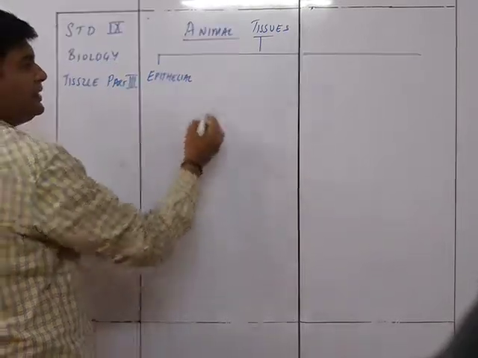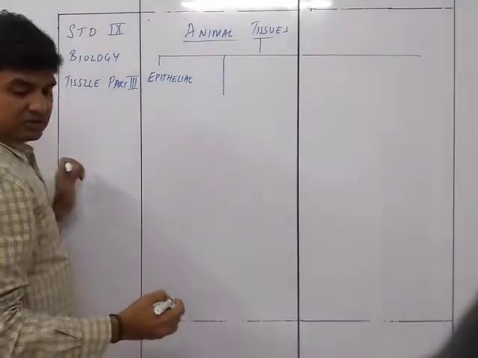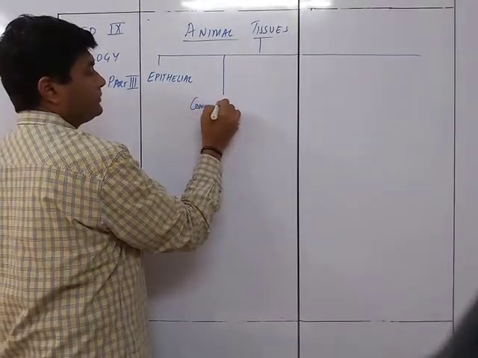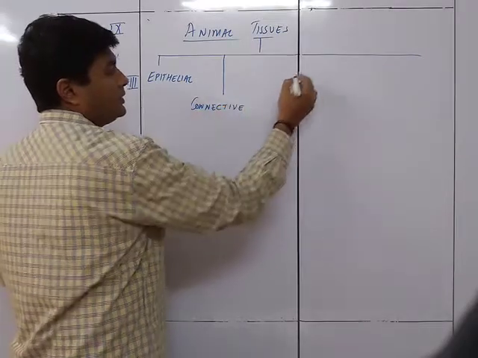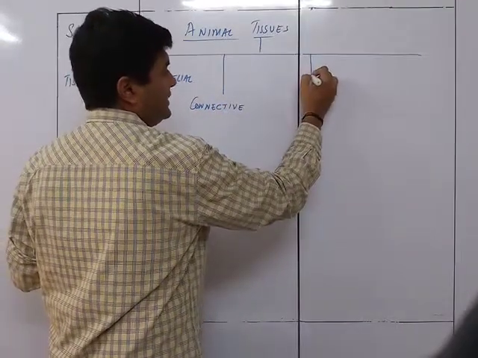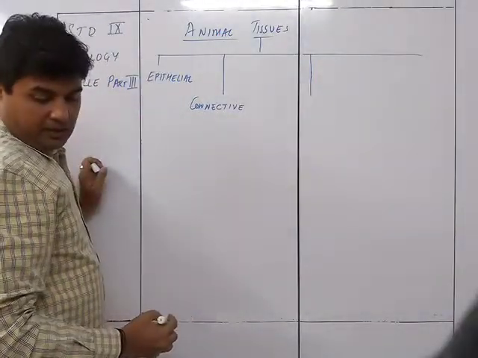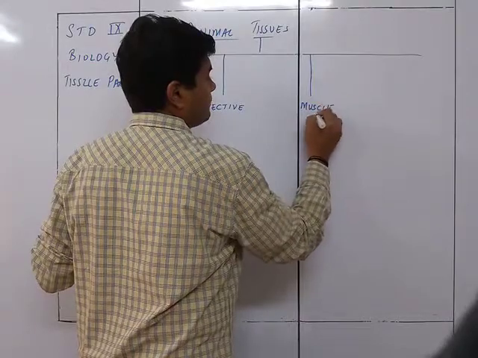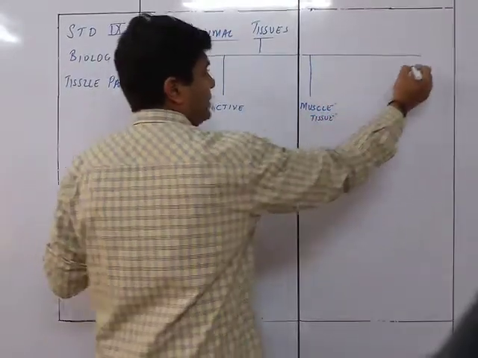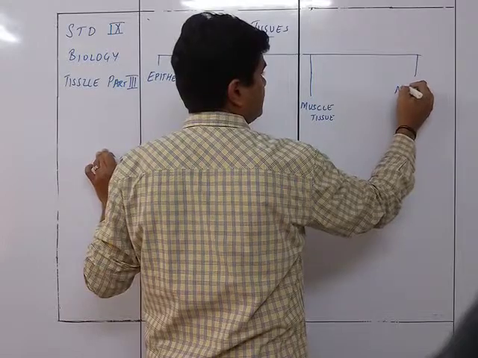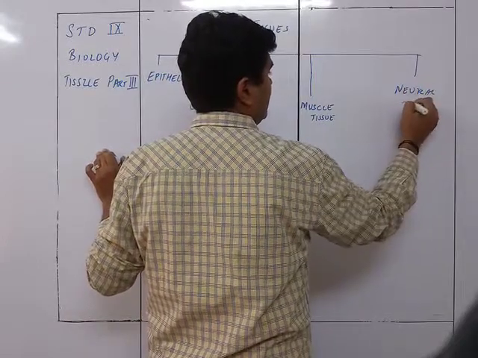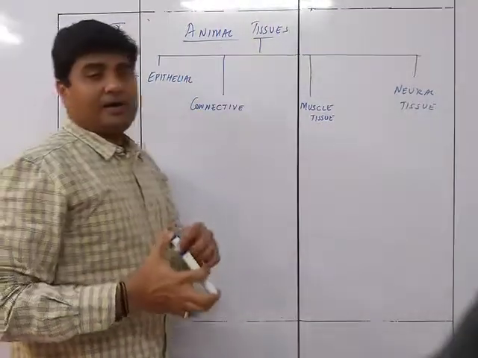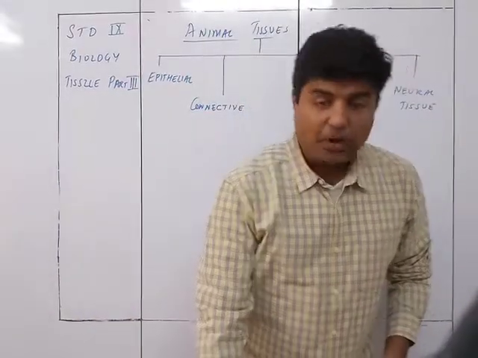So first is the epithelial tissue. The second one is called the connective tissue. The third one is the muscle tissue. And the final one over here is the neural tissue. So the animal tissues can be of four kinds.